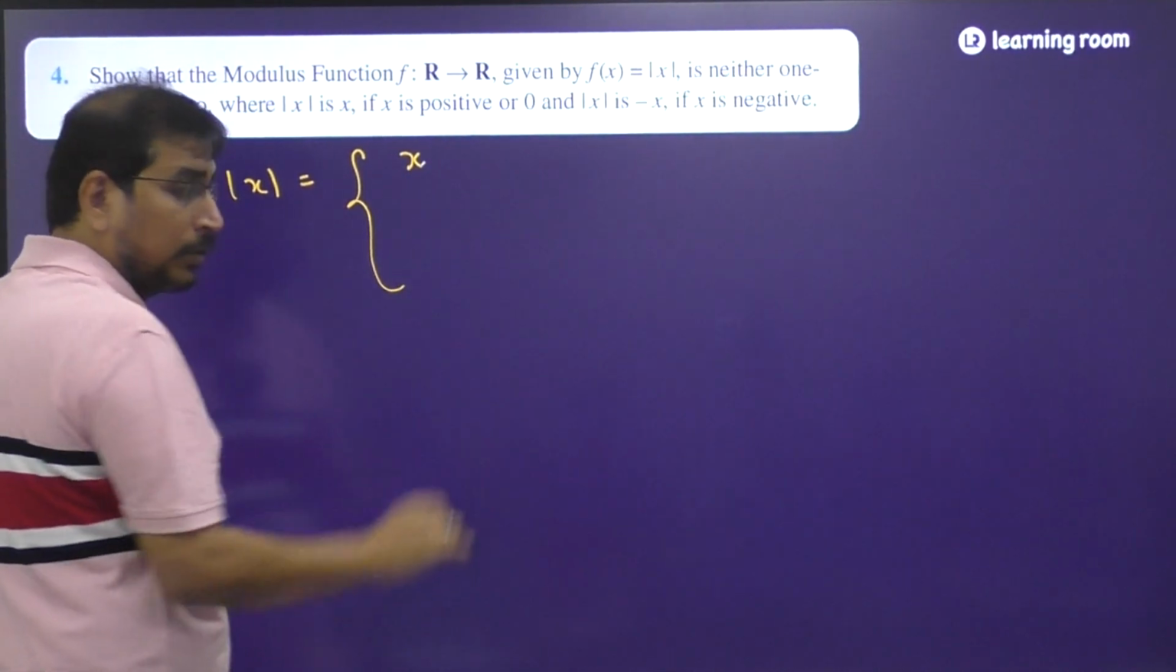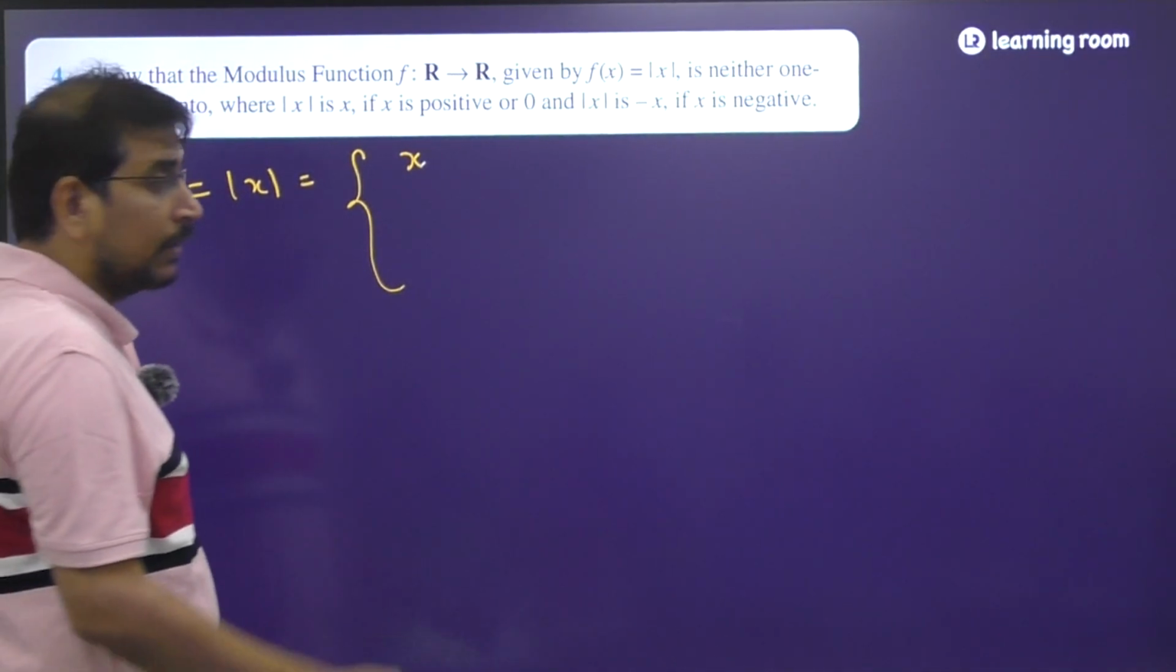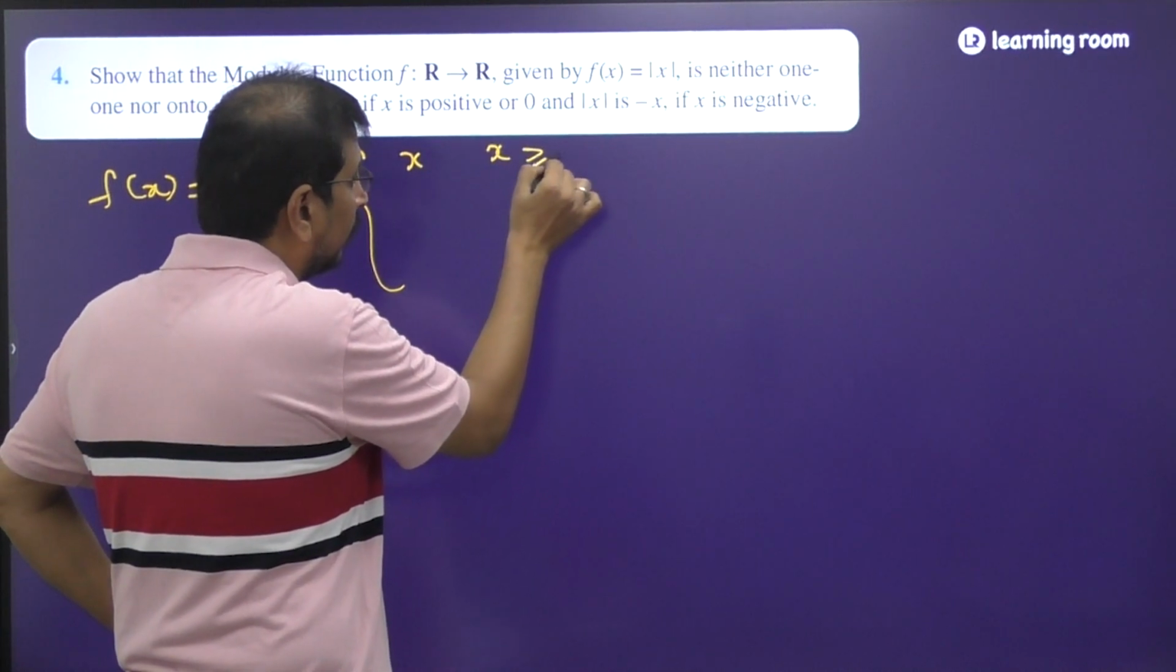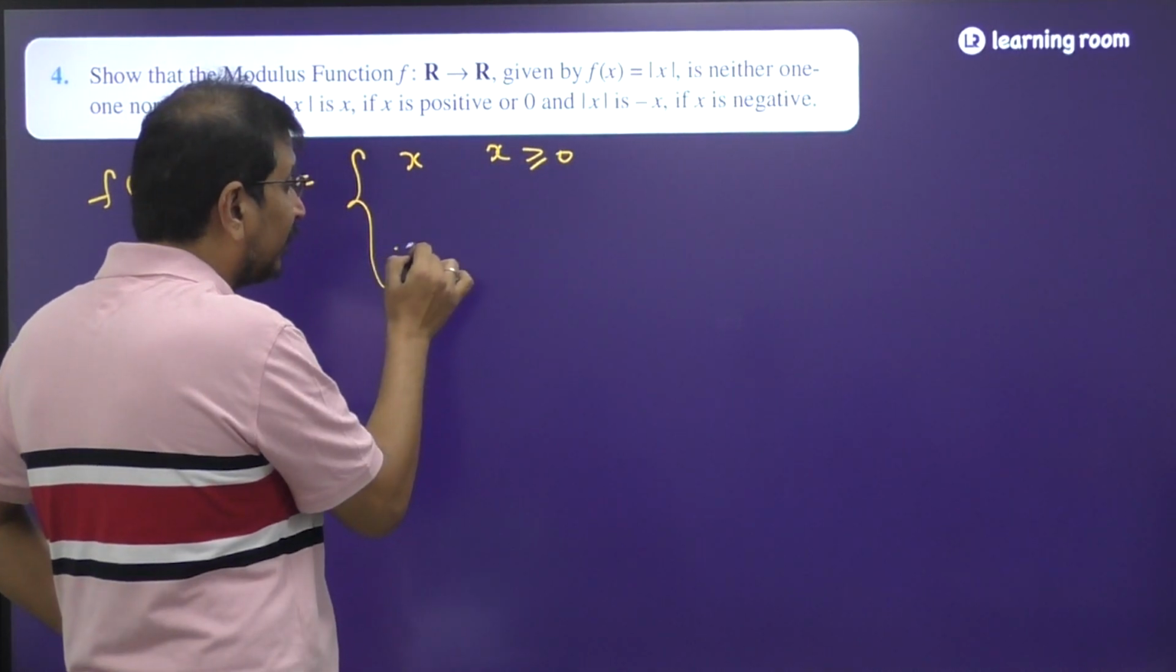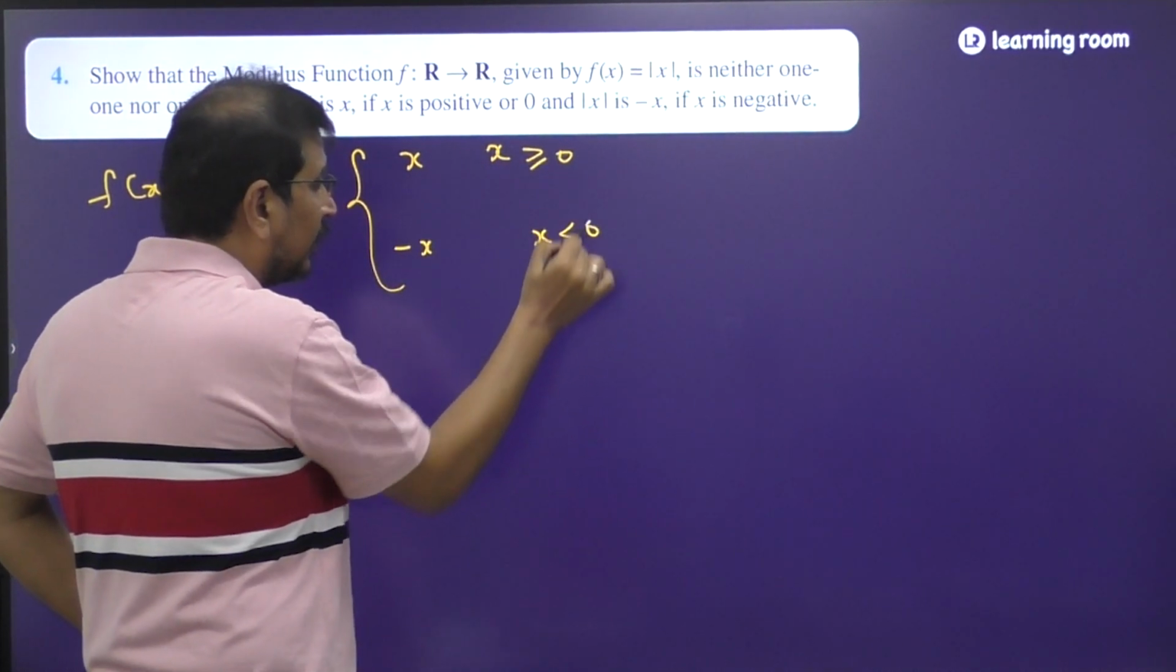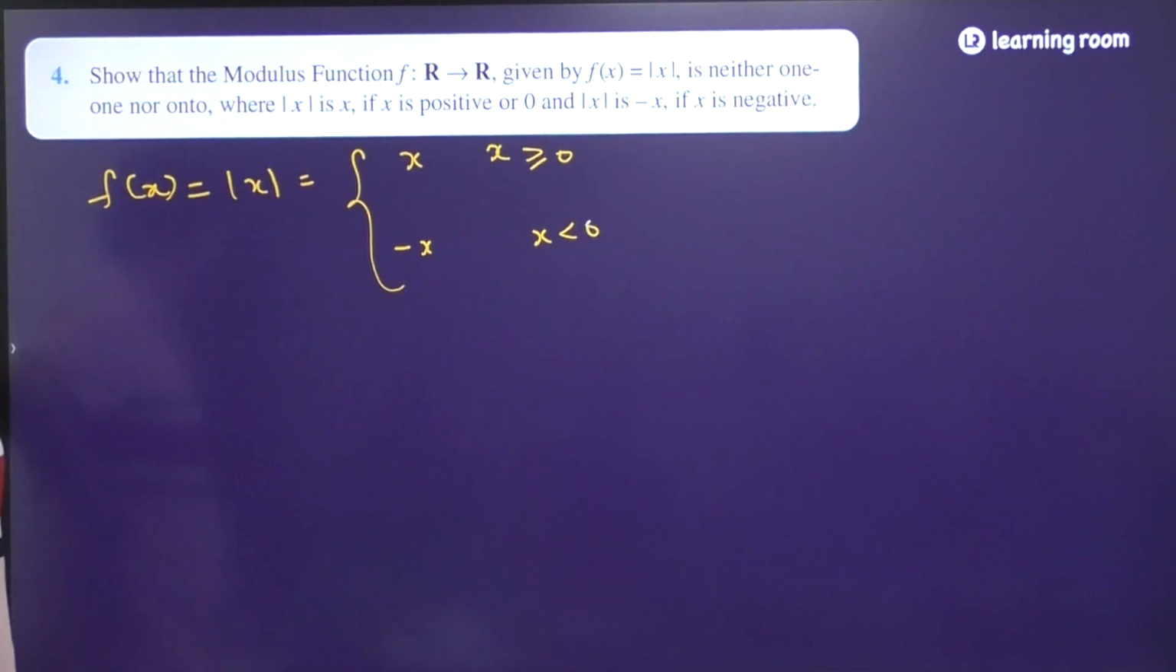You will write it as positive x if x is greater than or equal to 0. You write it as negative of x if x is less than 0. How can modulus be negative? Everywhere, modulus, that is how you learn, no? It cannot be negative. Then why are we writing a negative value?